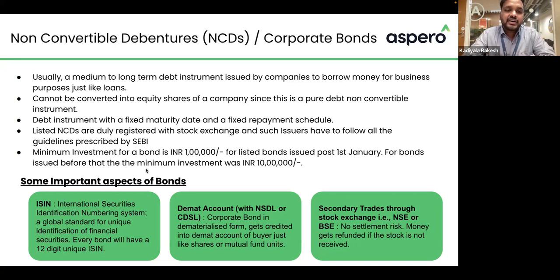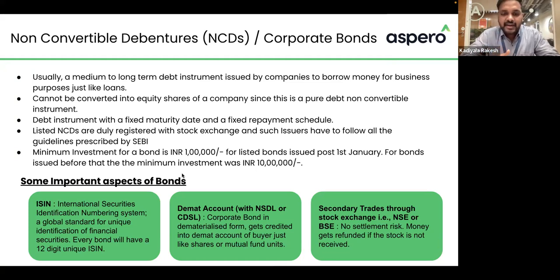And here, coming to the important aspects of bonds. These are the few aspects which you need to look into when you purchase a bond. One is the ISIN, second is the demat account, third is secondary trades through the stock exchange. ISIN is the International Securities Identification Numbering system, a global standard for unique identification of a financial security. Every bond comes with a 12-digit unique ISIN.